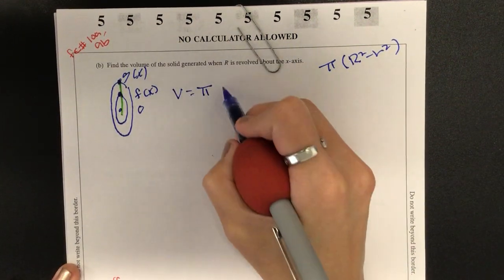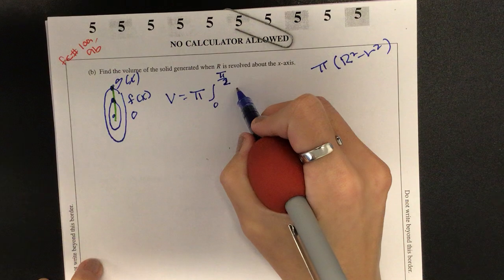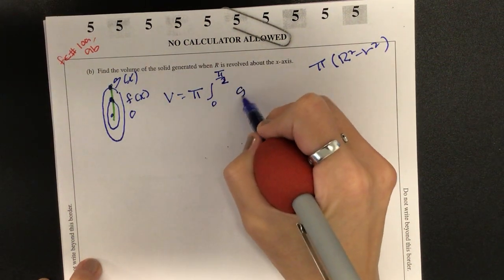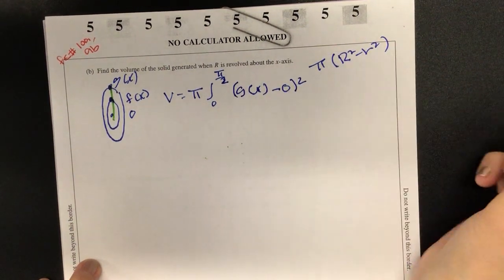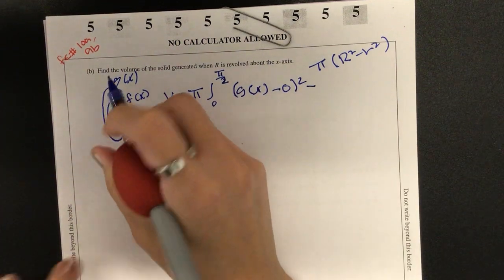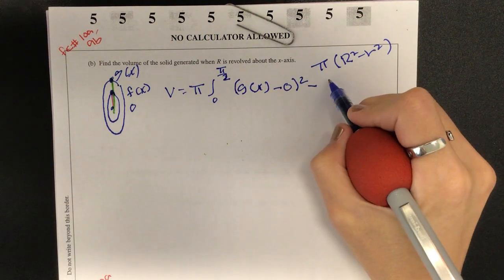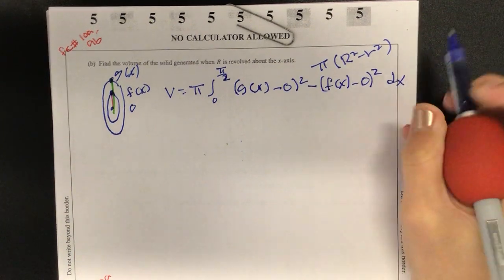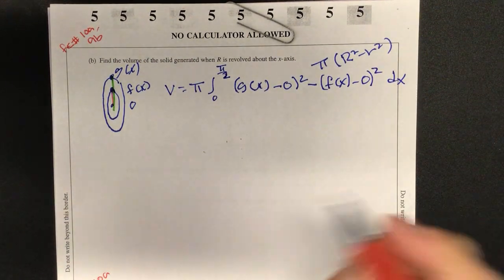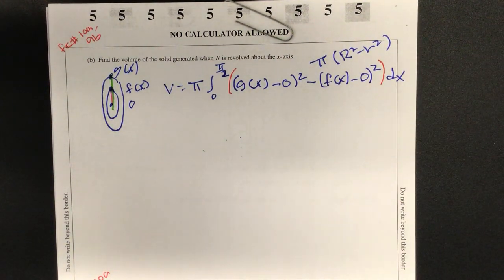We're kicking out the pi, integral from 0 to pi over 2. And then we have g of x minus 0. I'm going to write out the 0 piece just because. And it's all squared. And then we have minus, the inner part, if I highlight, it is f of x minus 0, all squared, and dx. Just because it's a good habit, put parentheses around the whole thing. But if you don't, I don't think they're going to take off points for it because you have everything you need. Now let's plug in what I know.